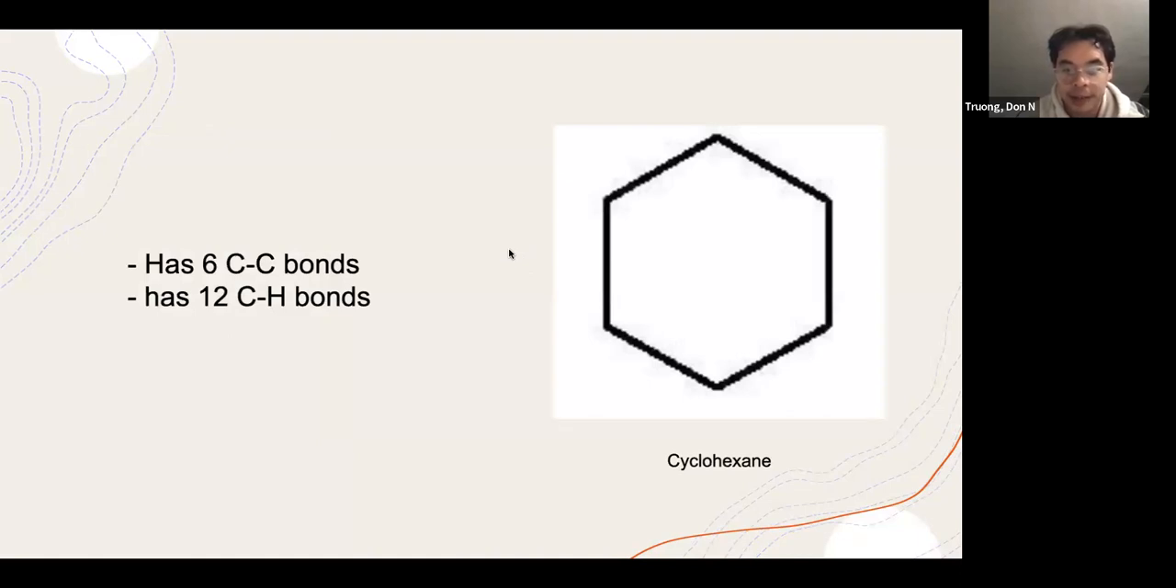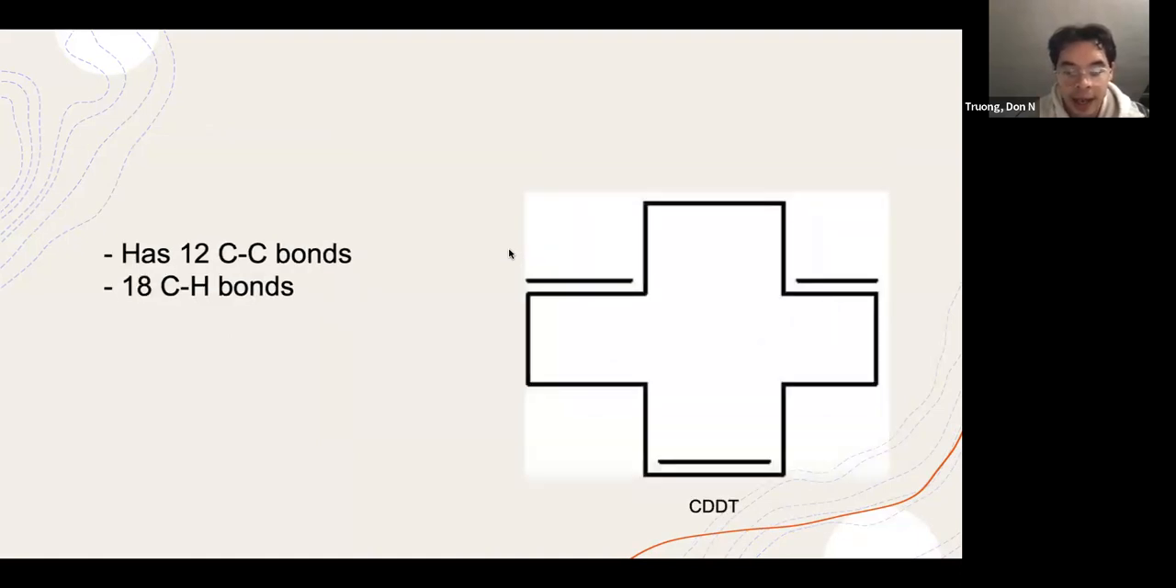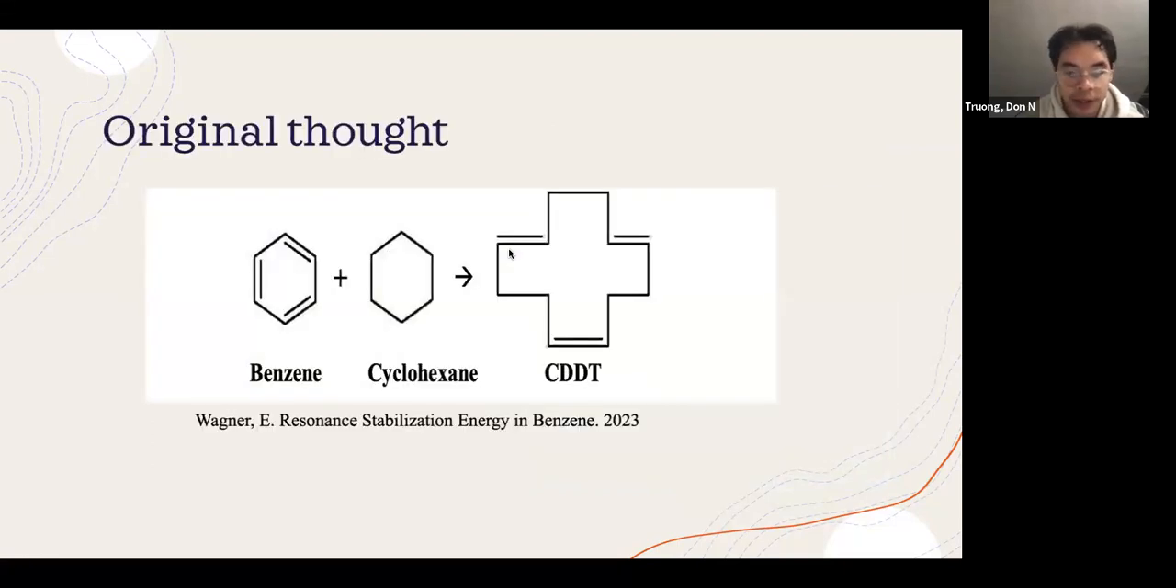Cyclohexene has six CC bonds, 12 CH bonds. And CDDT has 12 CC bonds and 18 CH bonds. And so this is an isodesmic reaction. Basically, what was originally thought was that you can add these bonds together of benzene and cyclohexene, and that would equal the amount of bonds present in CDDT.